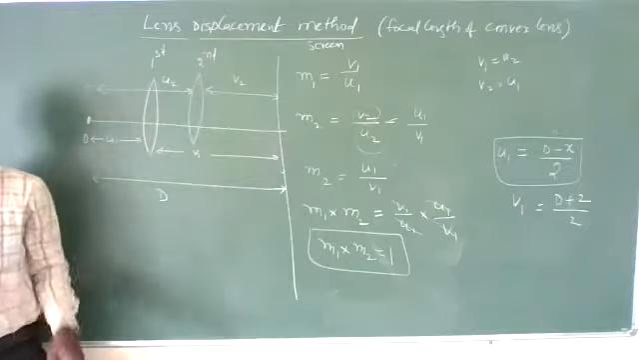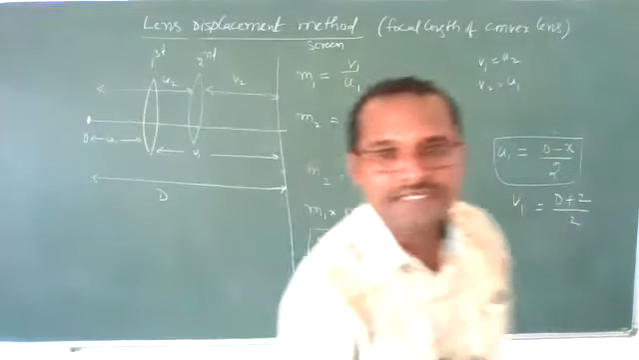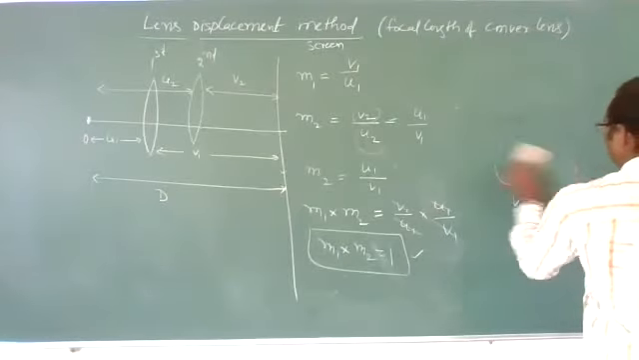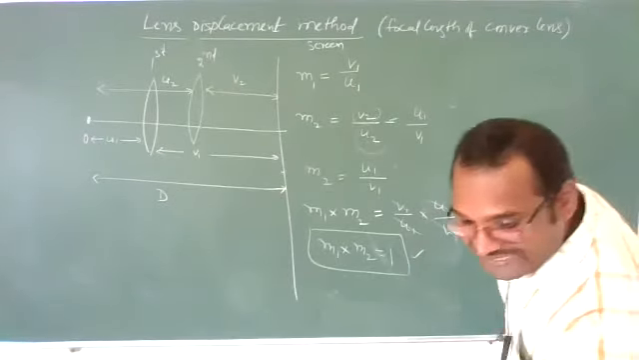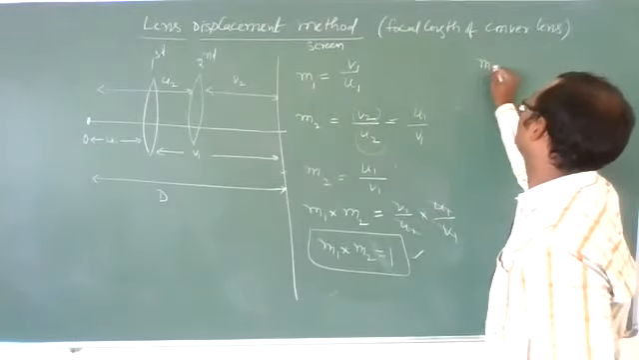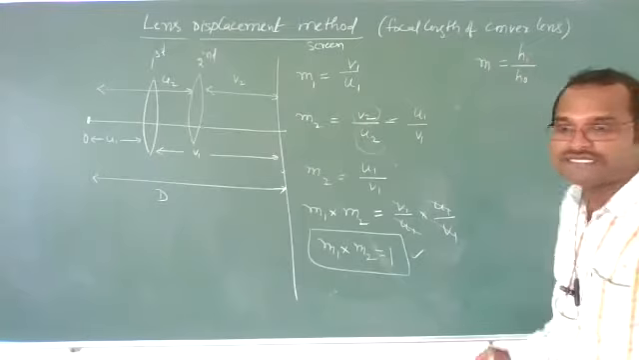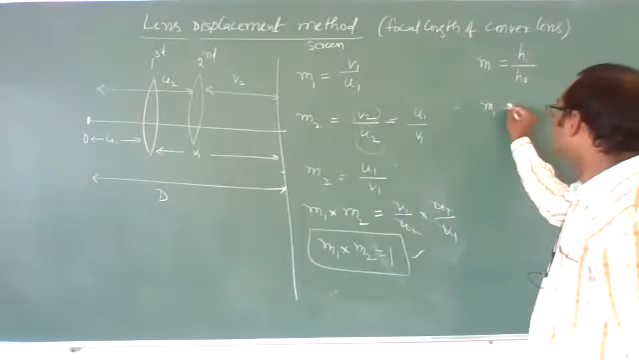Magnification product is equal to 1. Clear? Okay. Remember this. Now, magnification we can represent with another formula also: height of the image by height of the object. Correct? Yes.